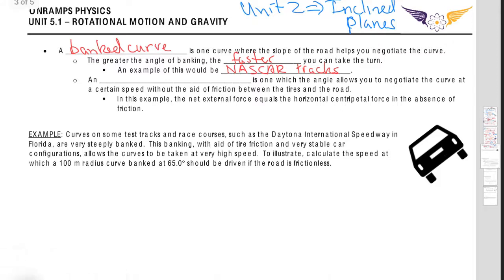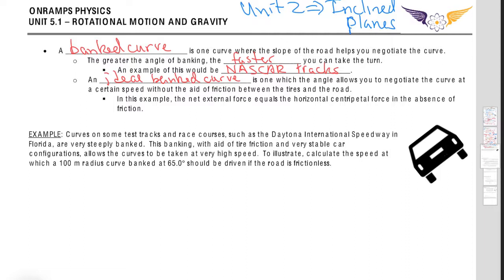Now, an ideal banked curve is one in which the angle allows you to negotiate the curve at a certain speed without the aid of friction between the tires and the road. Okay, again, ideal banked curve versus banked curve. Banked curve, there's probably friction. If there's no friction, then that banked curve becomes an ideal banked curve.